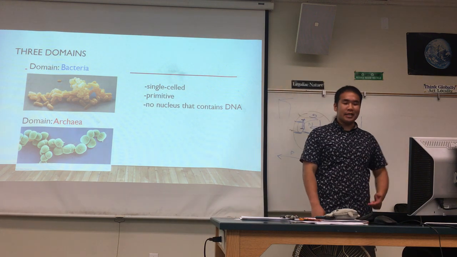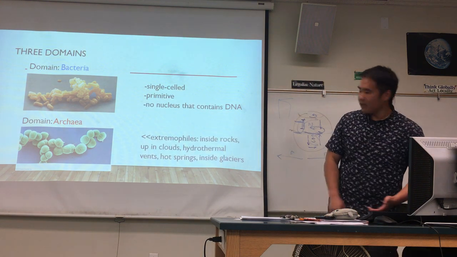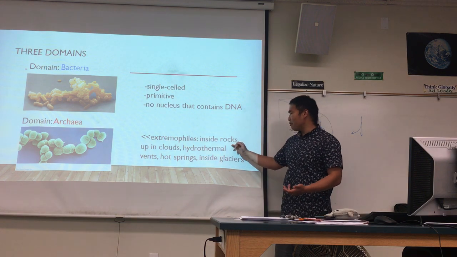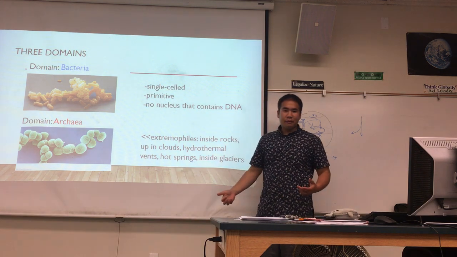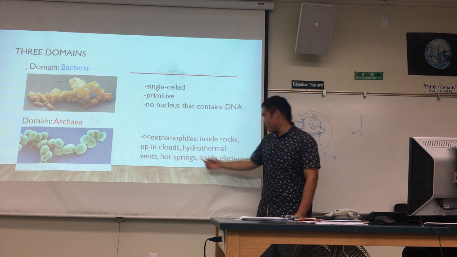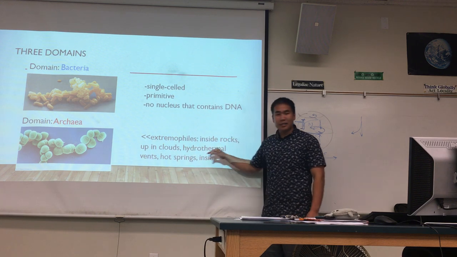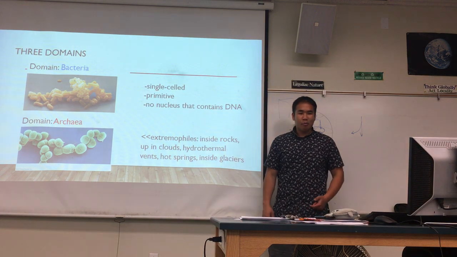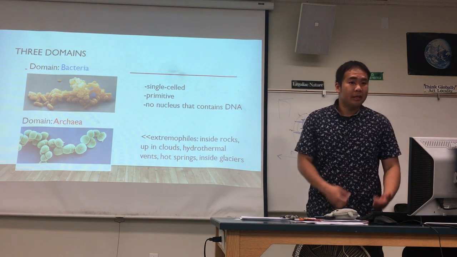Okay, really cold places, really hot places. Those are extreme environments, right? I have some examples: inside of rocks where there's no light, no water, no oxygen; up in clouds where there's less oxygen, really low temperatures, and increased radiation; hydrothermal vents, a marine ecosystem that we're actually going to talk about later, so we'll hold that; hot springs with toxic, boiling water; and inside glaciers, which have no oxygen and freezing temperatures.